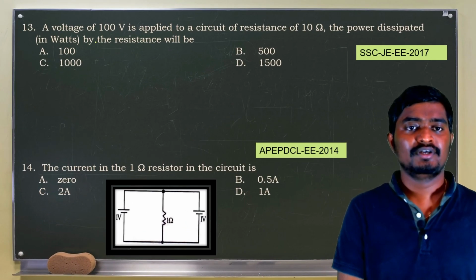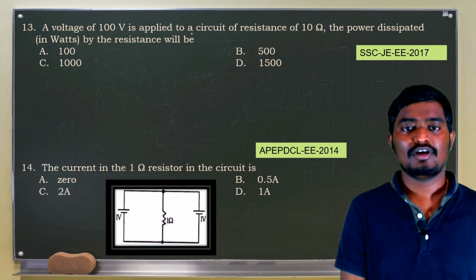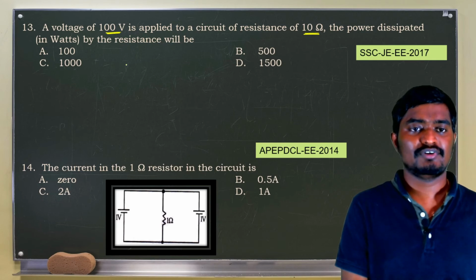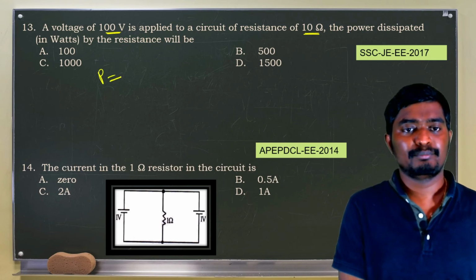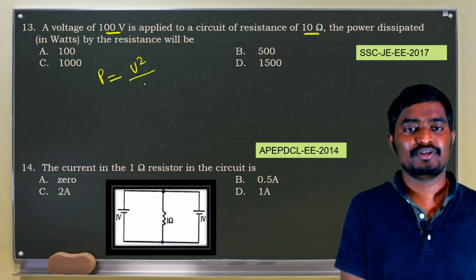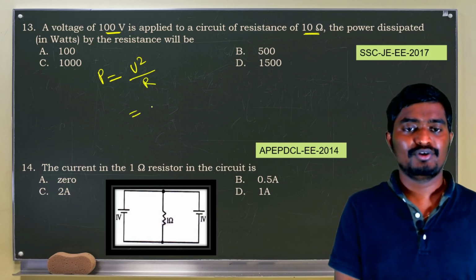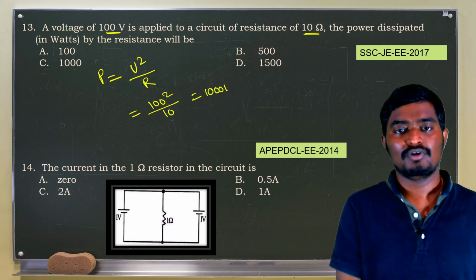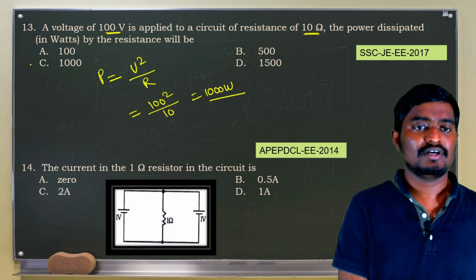Question number 13. A voltage of 100 volts is applied to a circuit of resistance 10 ohms. Then power dissipated in the resistance will be. Here in this question, they are given the voltage value and the resistance value. Then the power calculation P equal to V square divided by R. V equal to 100 volts, 100 square divided by 10 ohms. It will give us around 1000 watts. Option C is the correct option.